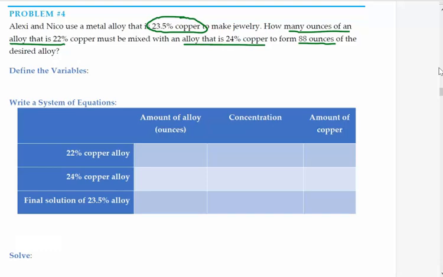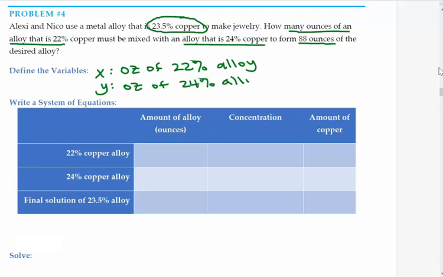All right, so we're talking about the ounces of it. We can just use X and Y if we want to, or if you like to use different letters, that's fine. I'm going to say X is the ounces, because we're trying to find the ounces of the 22% alloy. And then Y is going to be the ounces of the 24% alloy. So I've got my variables defined here. That's going to make solving it a lot easier to make sure I know what's what.